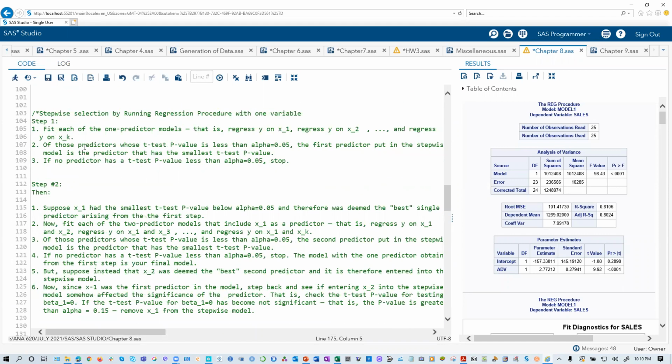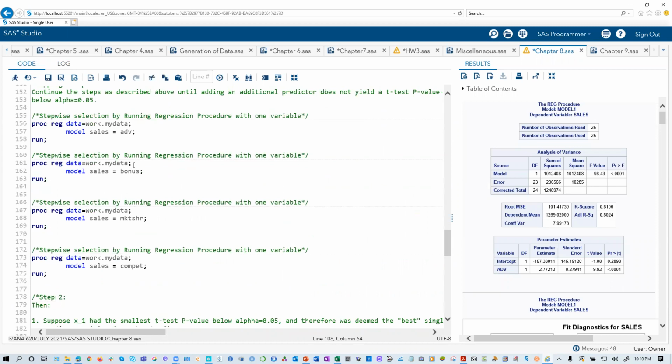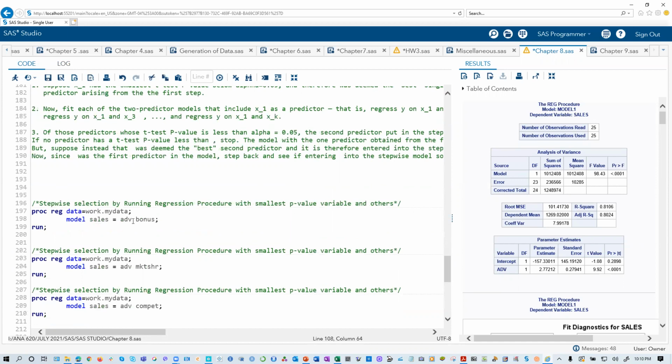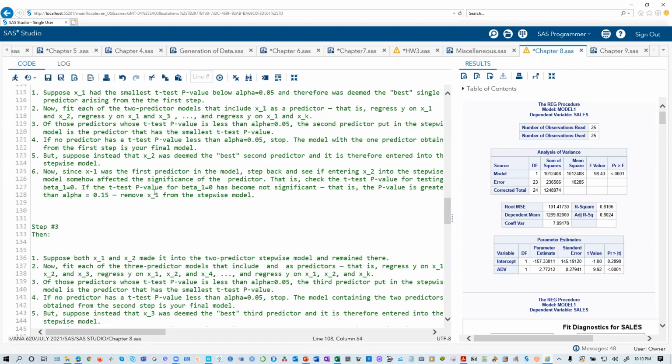Of these predictors, get the smallest p-value. The one with the smallest p-value will be added. That means out of all these four, I'm going to add the advertising, right? Then which one are you going to add at the next step? That's what we were talking about here.